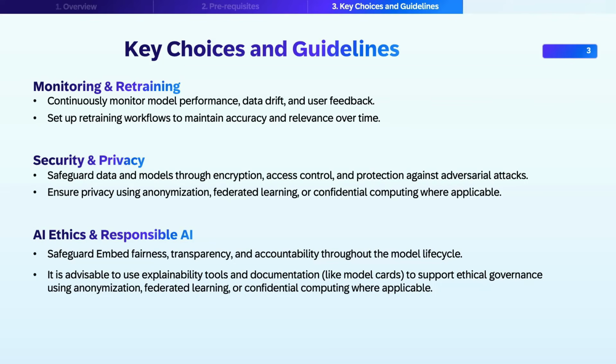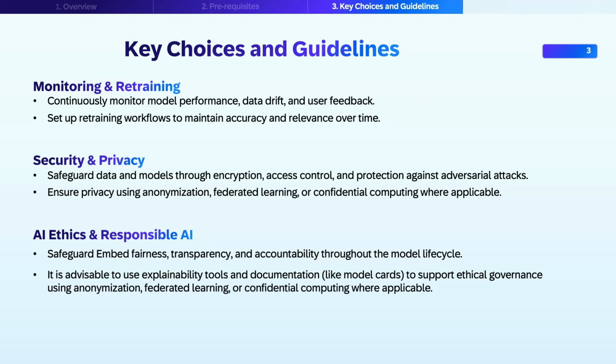Let's now highlight some critical considerations for running AI in production. First, monitoring and retraining. It is essential to continuously track model performance after deployment. Monitor for data drift, capture user feedback, and establish retraining workflows to maintain accuracy and business relevancy over time.